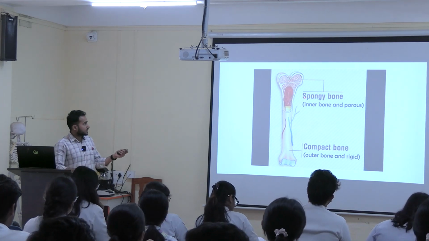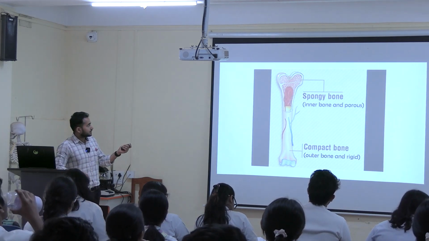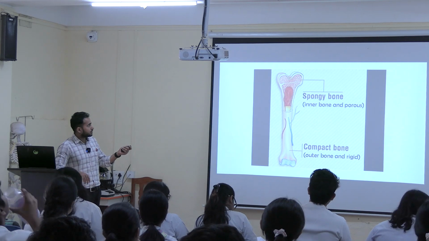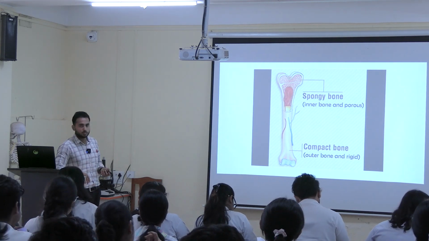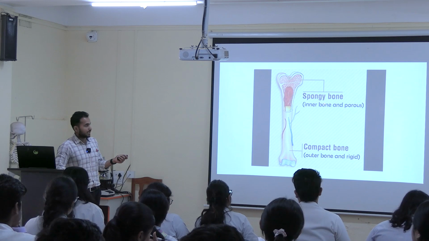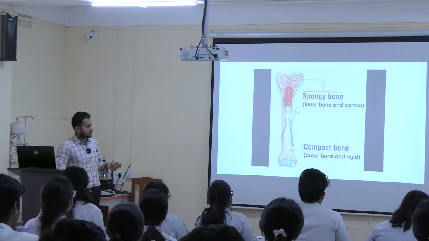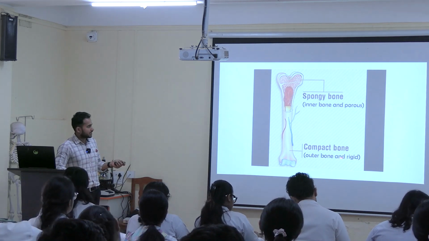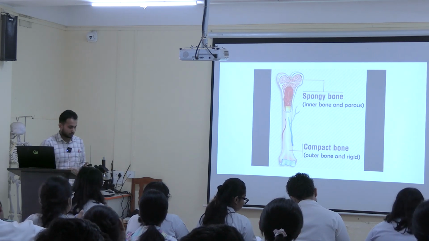Next, you can see this is which bone? Compact bone, and inside this you can see the spongy bone. So spongy bone, what is the appearance? Porous appearance. And the outer and rigid appearance is the compact bone.